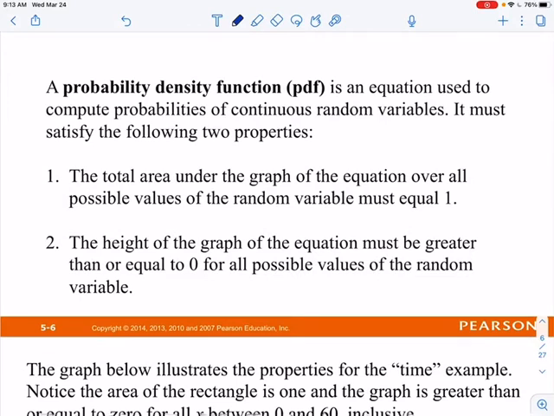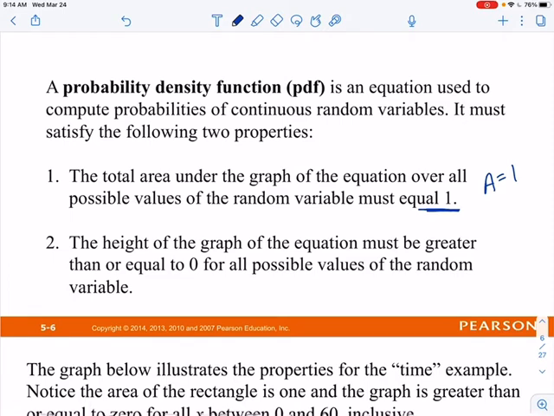So a probability density function, a PDF, is an equation that's used to compute probabilities of continuous random variables, and it has to satisfy 2 properties. The total area under the graph of the equation over all possible values of the random variable must equal 1. Okay, so the area must equal 1. There is no other option. And the height of the graph of the equation must be greater than or equal to 0 for all possible values of the random variable.